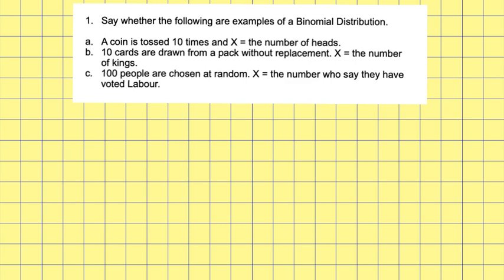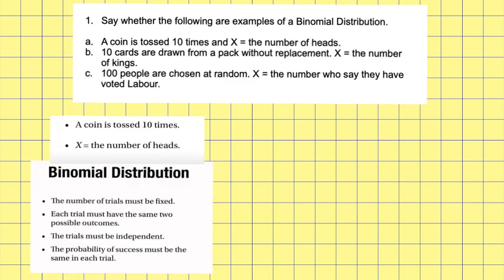Now we're going to go through some questions. The first question is to check whether we understand the parameters that allow us to use the binomial distribution. So question 1, say whether the following are examples of a binomial distribution. A coin is tossed 10 times and X equals the number of heads. So let's go through each individual parameter and see if it applies to the binomial distribution.